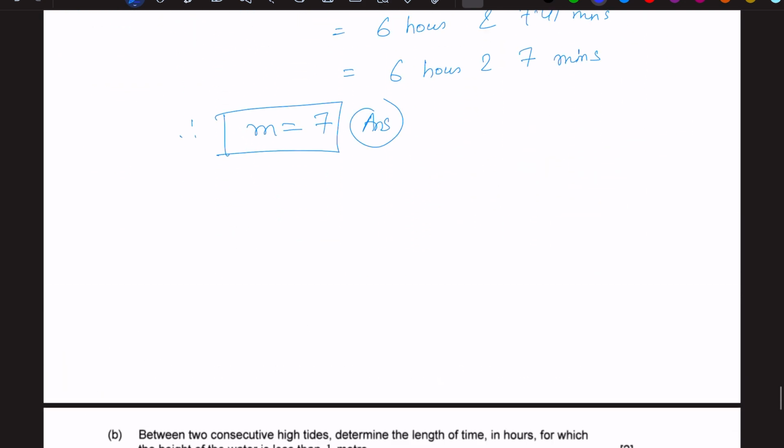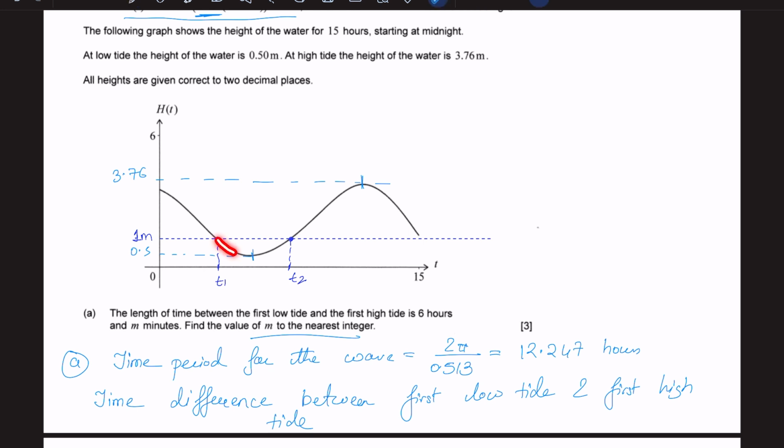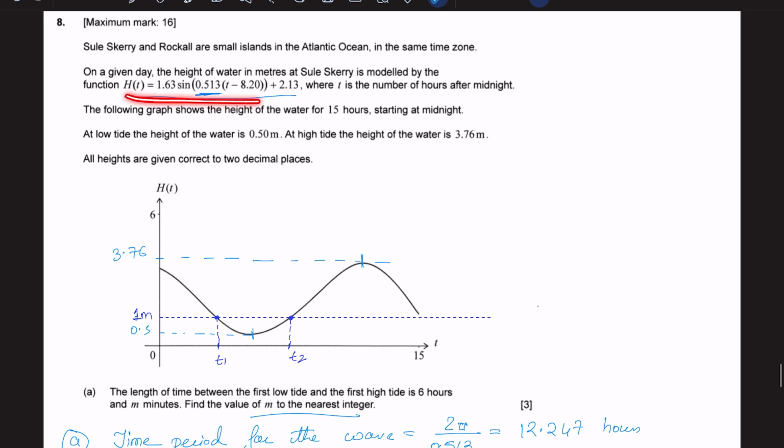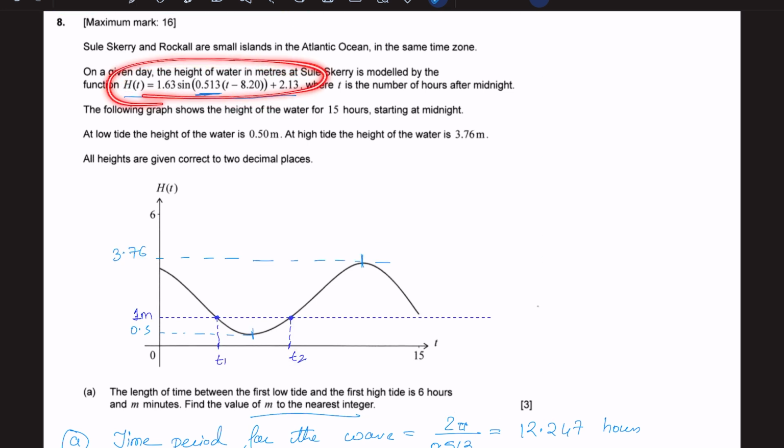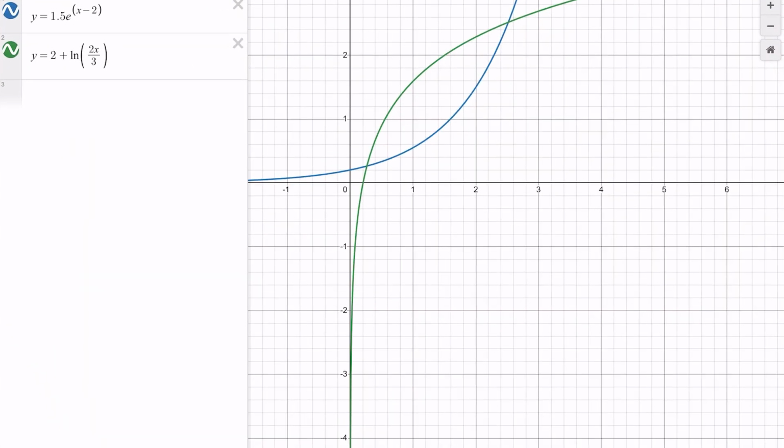It says less than 1 meter, so I have to look for this time interval, because only in this time interval the wave height is less than 1 meter. So how to find that? I can again use our graphing calculator to solve it. So I'll just graph this equation, and then it will be easy for us.